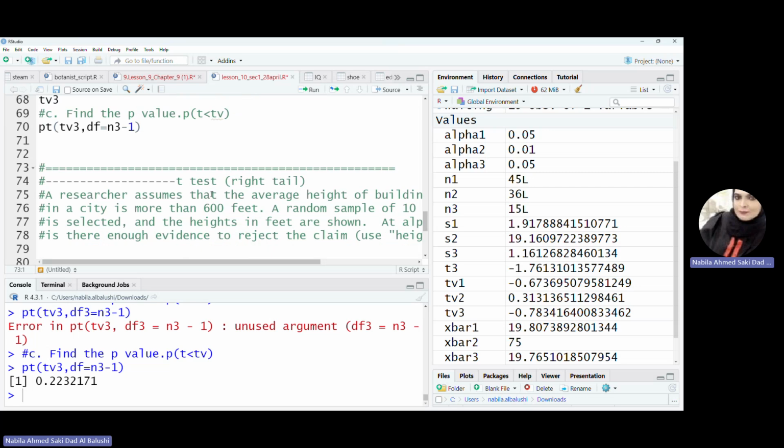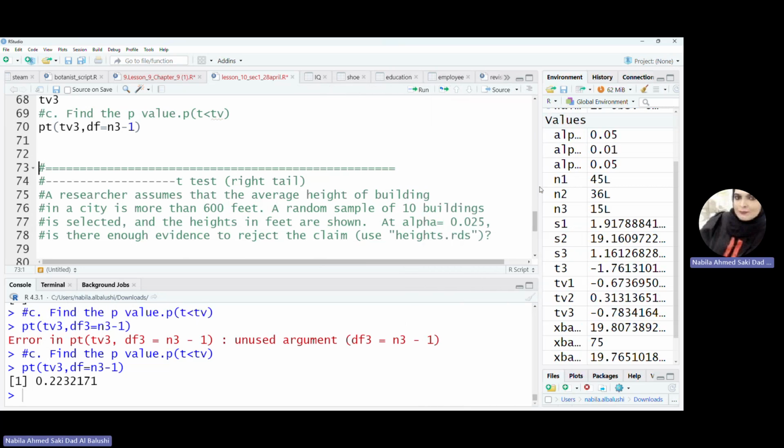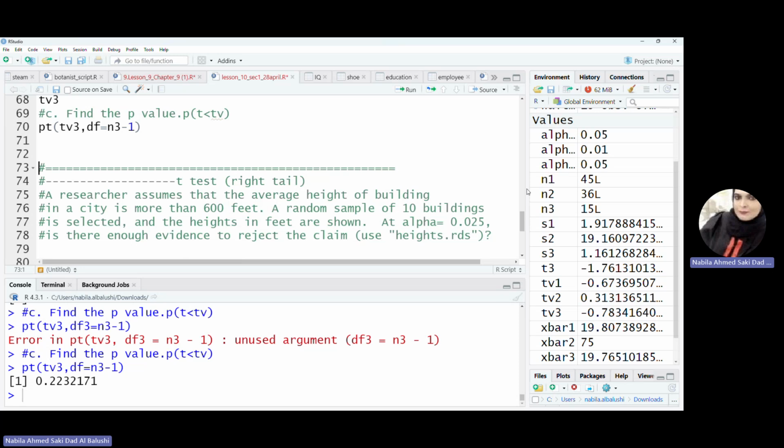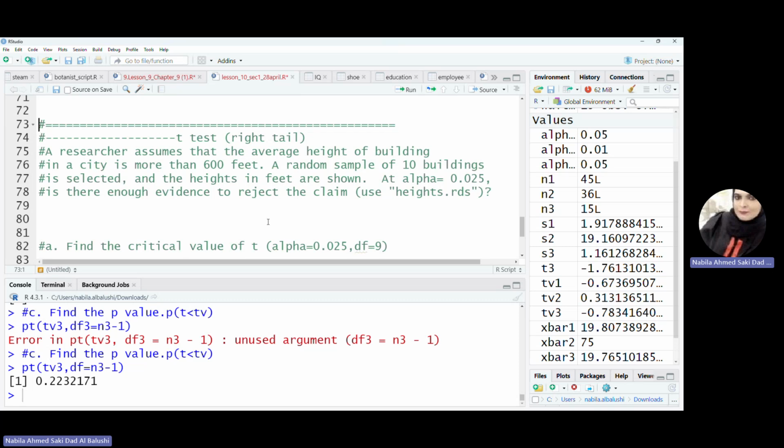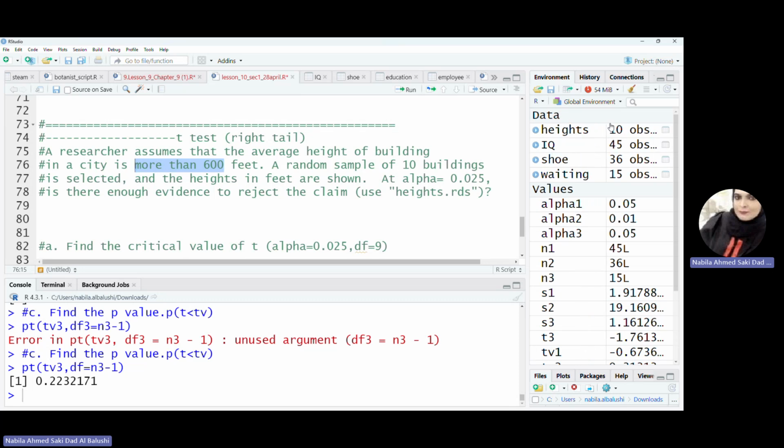Now let's see the last question we have. A researcher assumed that the average height of buildings in the city is more than 600. A random sample of 10 buildings is selected and the heights in feet are shown. At alpha 0.025, is there enough evidence to reject the claim? Use the heights file. Find the critical value for this. First of all, this is a right tail test because we are testing the claim that it's more than 600. The file here is named heights.